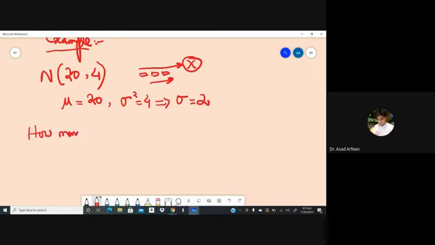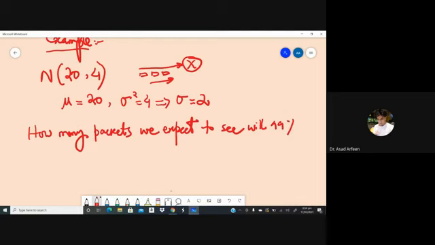Okay, how many packets do we expect to see with 99% confidence. So this is the question. So very simple question. This is router R.